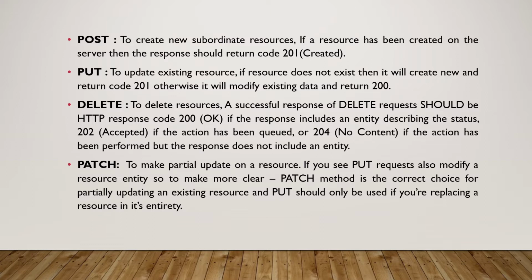Third method is PUT. The PUT method is basically used to update existing resources. If the resource does not exist, then it will create a new one and return status code 201. Otherwise it will modify the existing data and return 200. Fourth is DELETE. The DELETE method is basically used to delete the resource. Fifth one is PATCH, to make a partial update on a resource.